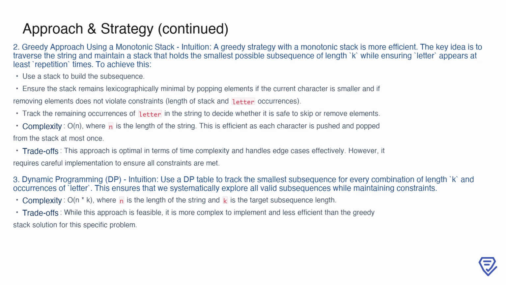A more efficient option is the greedy approach using a monotonic stack. The idea here is to traverse the string while maintaining a stack that builds the smallest possible subsequence of length k. The stack ensures lexicographical order by allowing us to remove elements if the current character is smaller and if removing those elements doesn't violate the constraints of subsequence length or the required occurrences of letter. To make informed decisions, we also track the remaining occurrences of letter in the string. This helps determine whether it's safe to skip or remove certain characters.